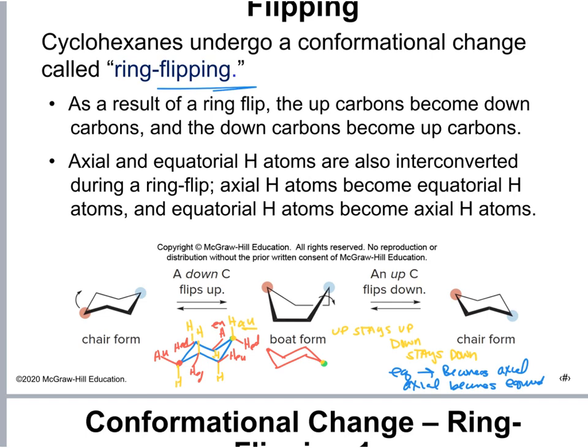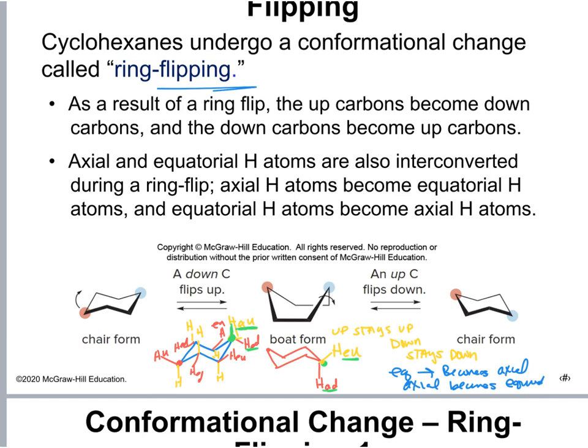So if I want to draw the ring flip here, up stays up. This is axial. Equatorial becomes axial. So now this red hydrogen is axial down, and this yellow one is equatorial up. So here on that carbon, the axial up became equatorial up. Equatorial down became axial down.